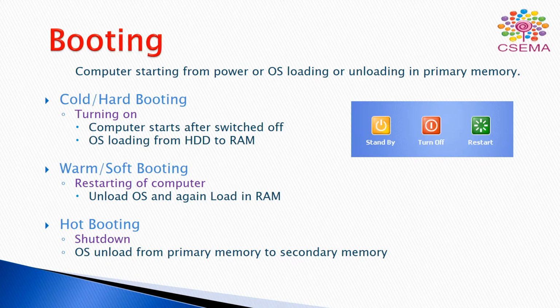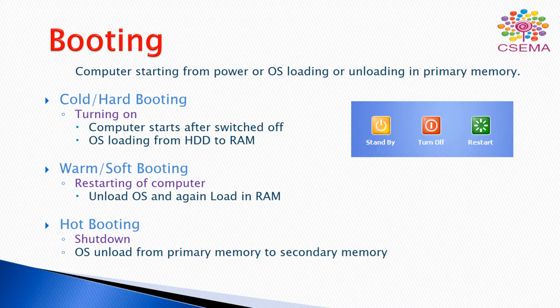And the second is warm or soft booting. When our computer is turned on and we are using it, and then we need to restart it, the restarting of the computer is called warm or soft booting. In this process, the computer unloads the operating system from random access memory and stores it in the secondary memory. And when our computer is restarted again, it again loads the operating system from the hard disk to random access memory.